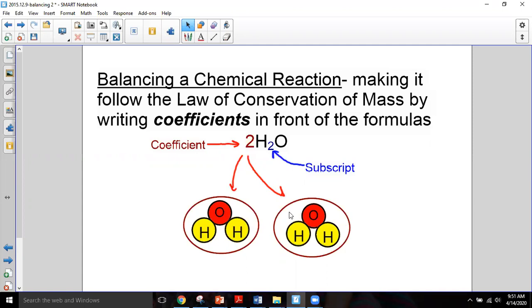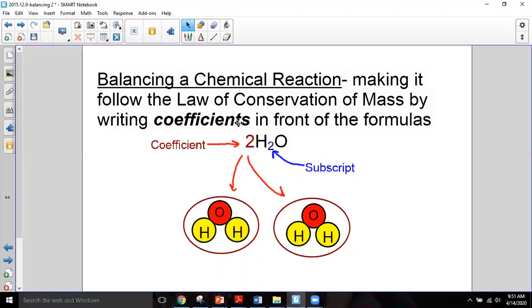So as a reminder, the whole purpose of why we balance chemical reactions in the first place is that every chemical reaction has to follow the law of conservation of mass. Atoms don't just appear or disappear, they just rearrange how they're bonded.